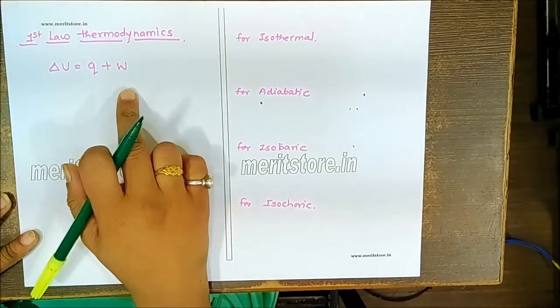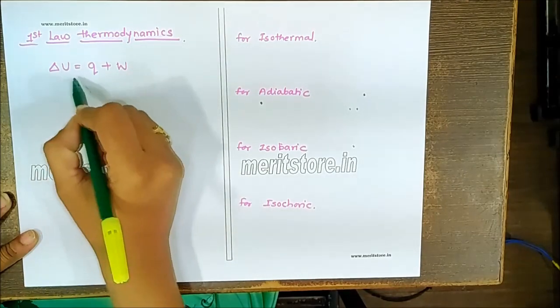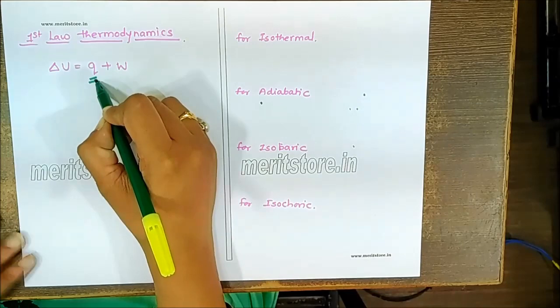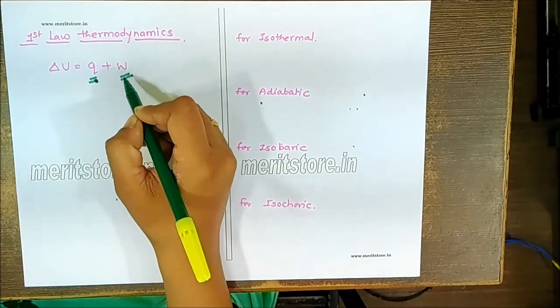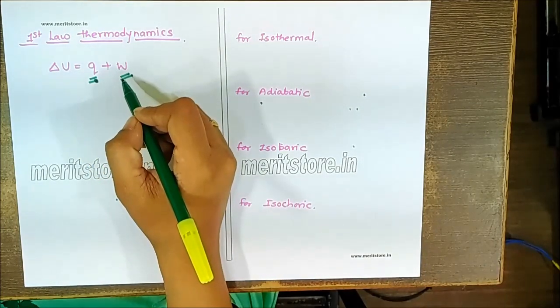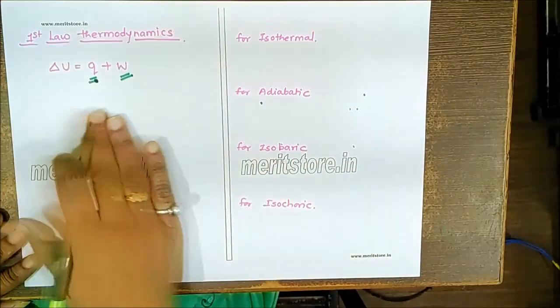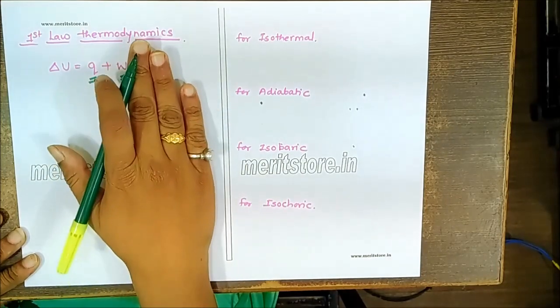Now, here, if Q is positive, heat is absorbed; if negative, heat is evolved. In case of W, if it is positive, then work is done on the system, and if it is negative, the work is done by the system. Now, under different processes, how this equation is going to change, that's very important.